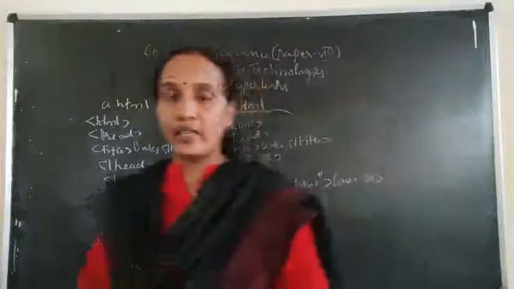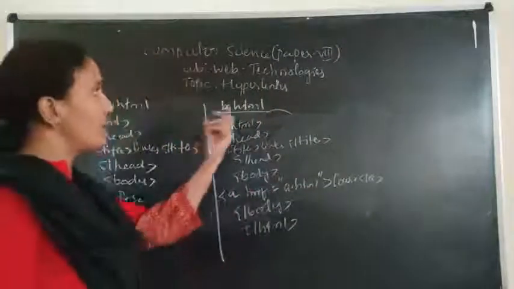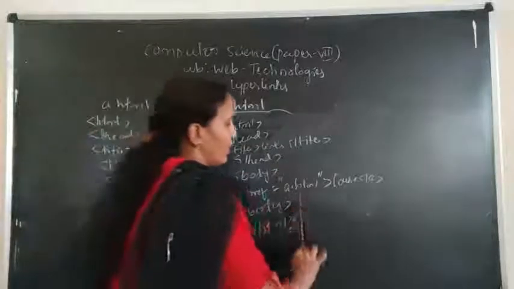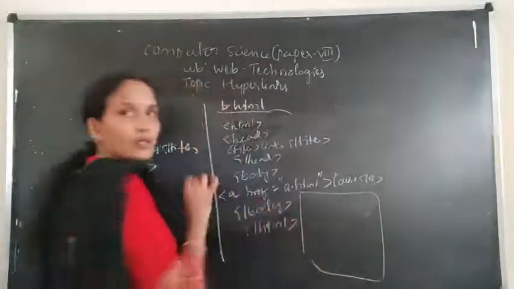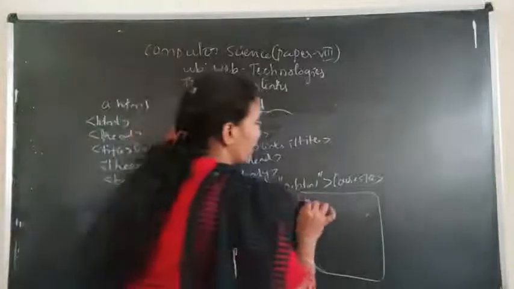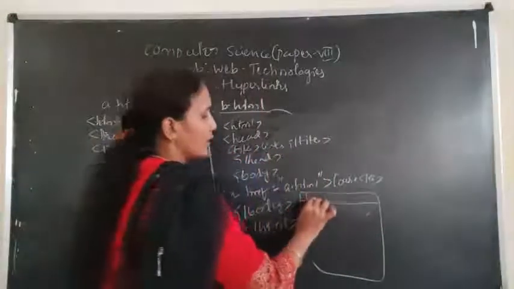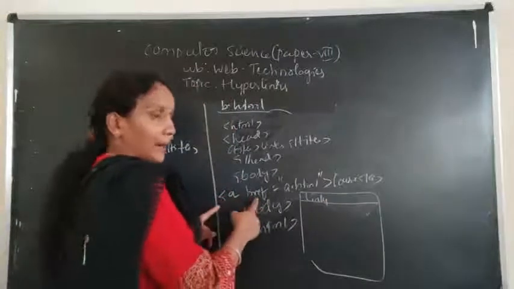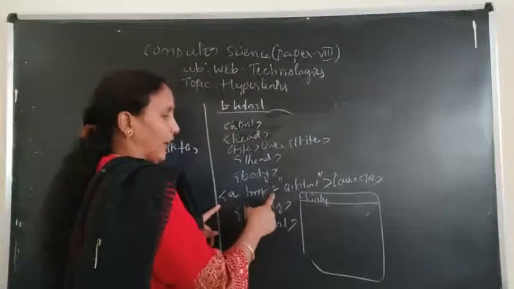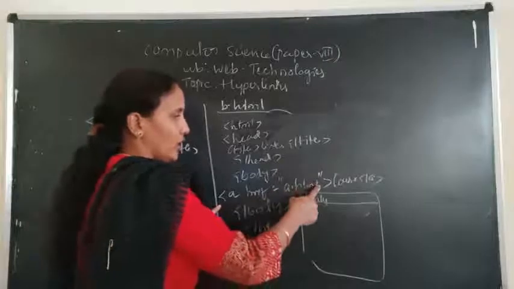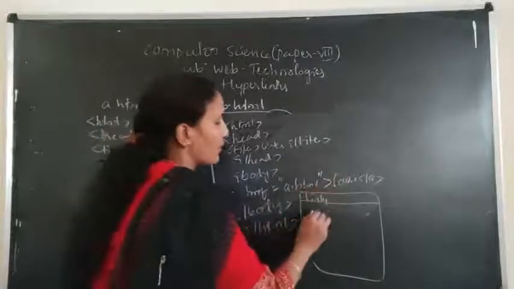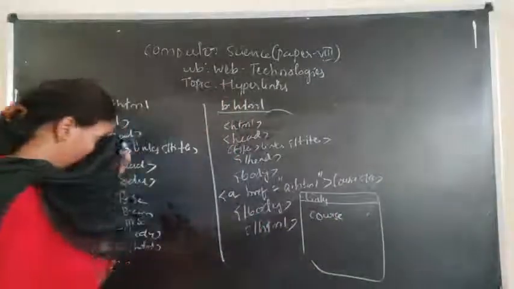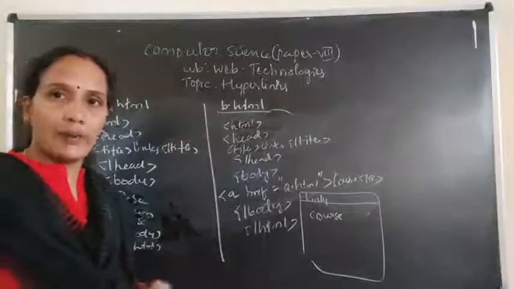So when you execute this program, how will you get the output? See, first I will execute this program. When you execute this, this is a browser window. Here, the title of the browser window is links. And in the body section, what have I given? The hyperlink, href equals to a.html. Next, course. Only course will be visible, and that course is called a hypertext.